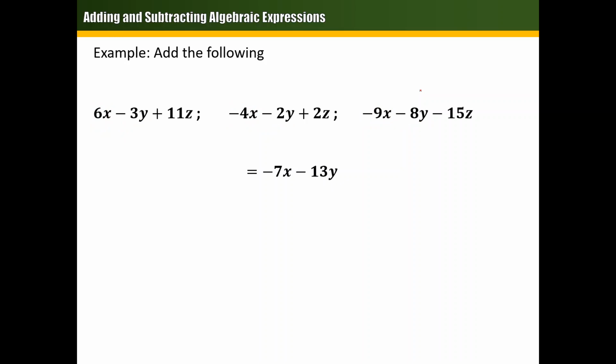Ano pa yung naiiwang terms? So, yung mga may z, we have 11z, 2z, and negative 15z. May pera kang 11, may pera kang 2, utang na 15. So, 11 and 2, pag in-add natin, we have 13. 13 and then utang na 15, may utang kang 2. So, we have negative 2z. At ito na yung sum ng ating mga algebraic expressions na given.